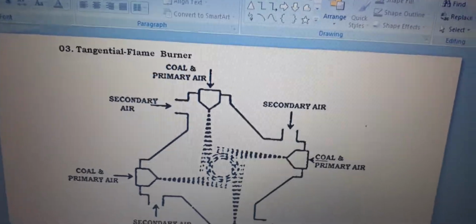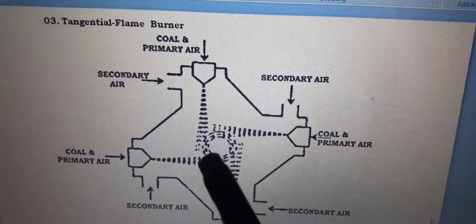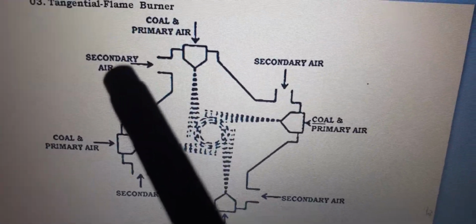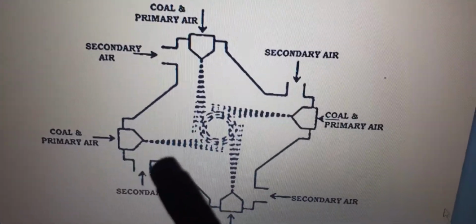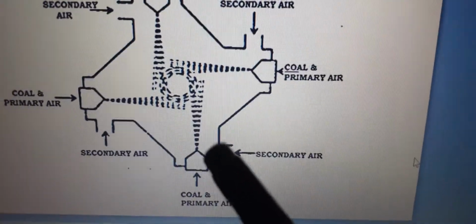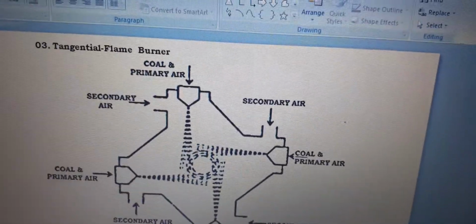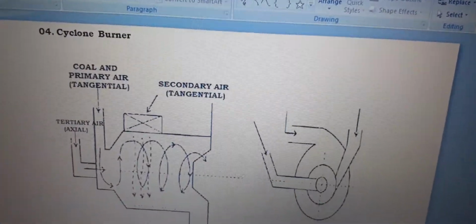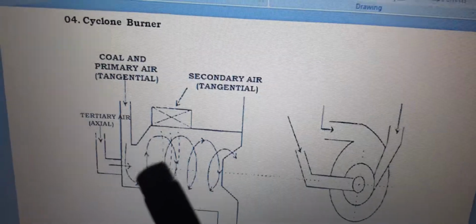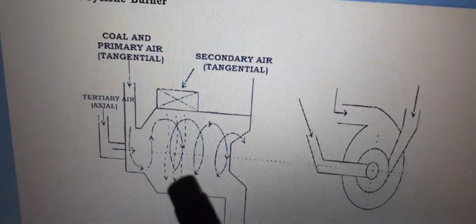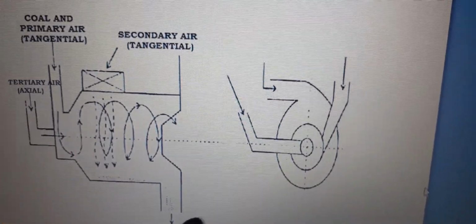And the third one, the tangential flame burner. In that, coal and primary air are fed, and on both sides you can see the secondary air inlets. This is the tangential flame burner. And the next one is the cyclone burner. Here in the cyclone burner, coal and primary air and secondary air are fed tangentially, as shown here, and you can see the waveforms. Afterwards it forms slag.